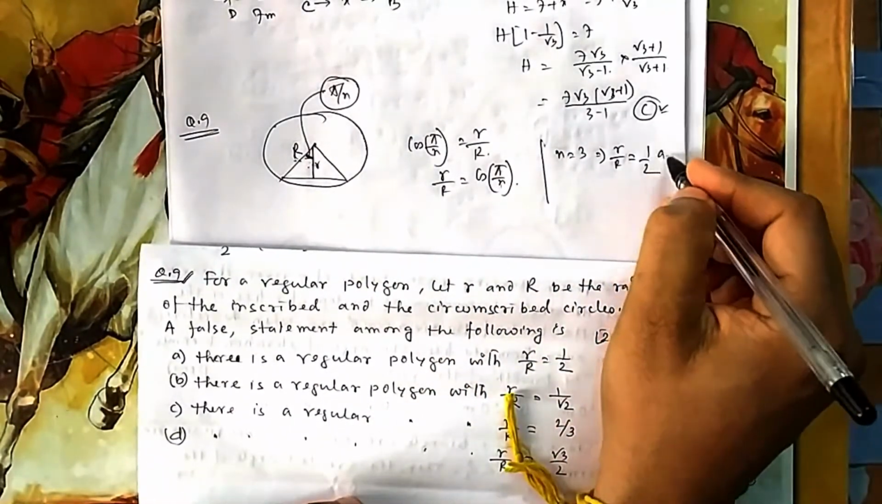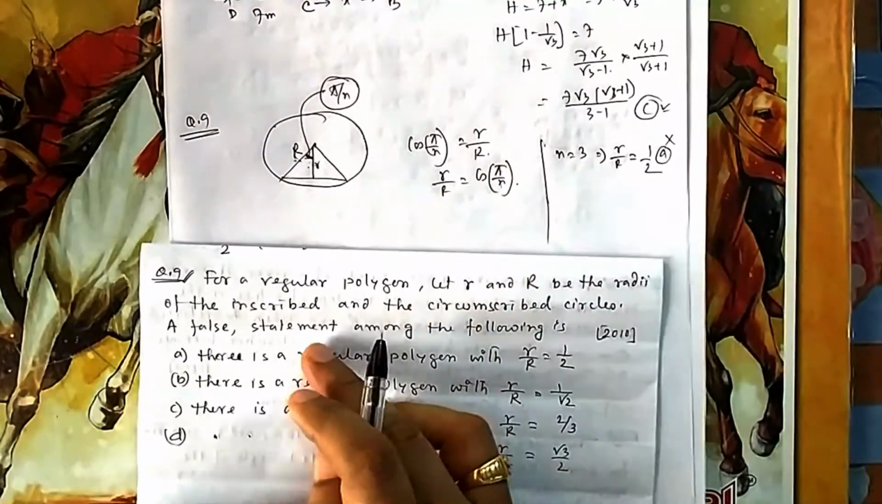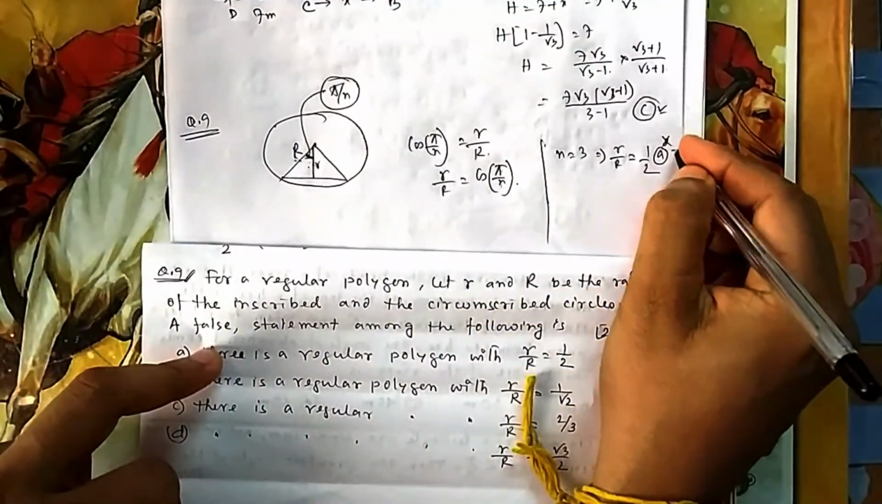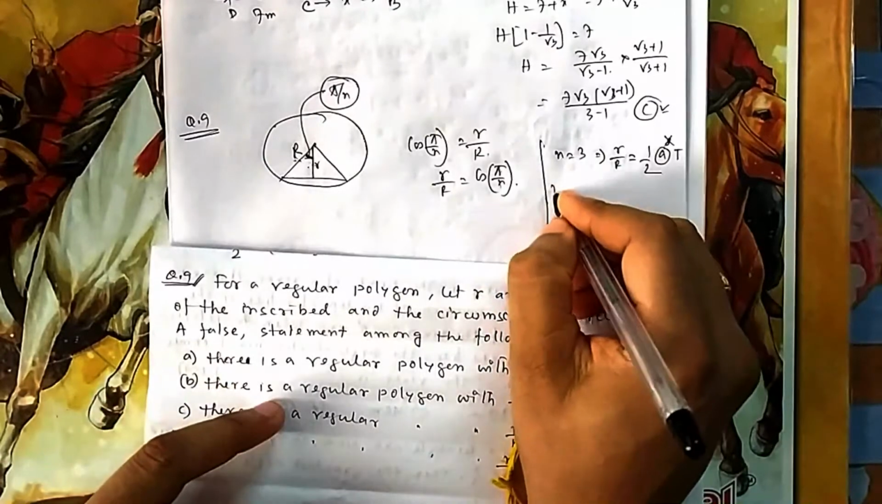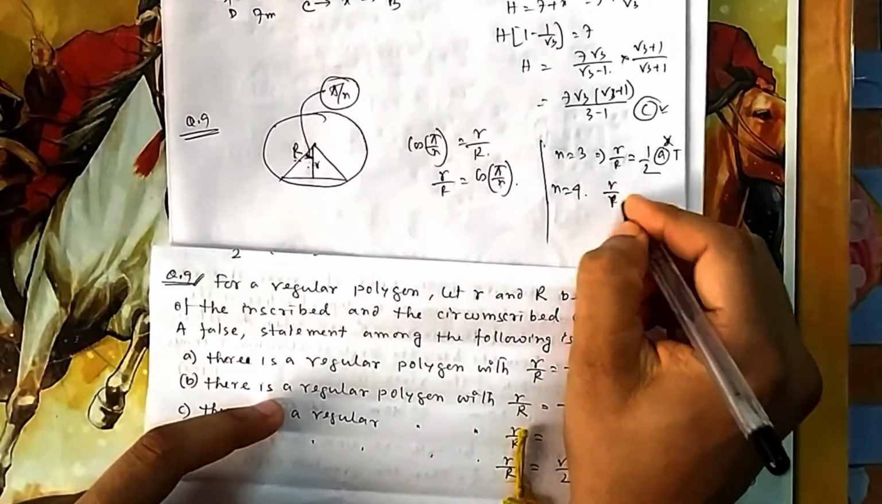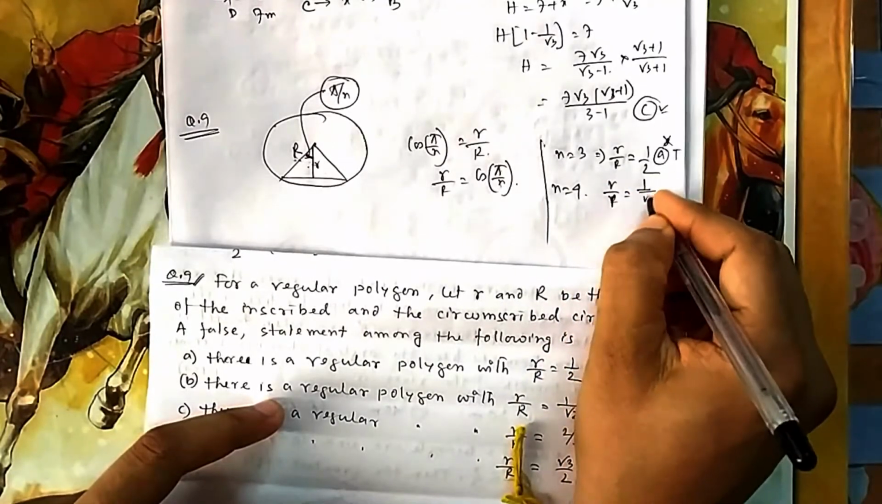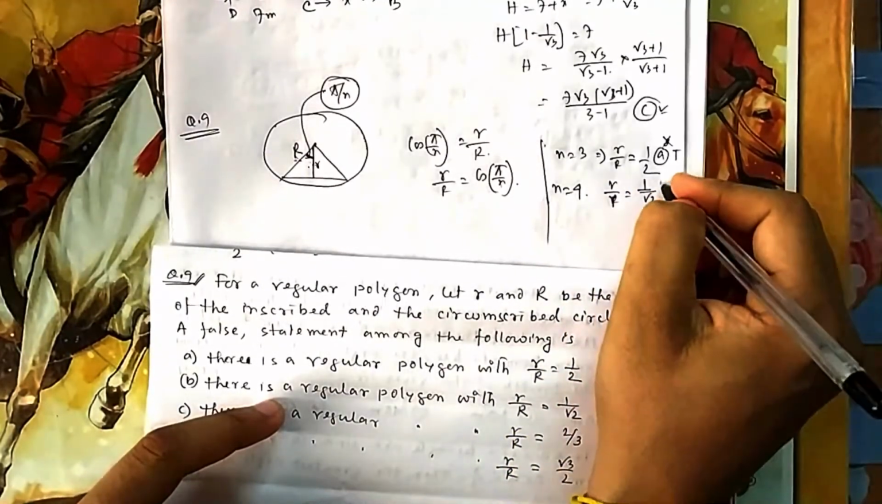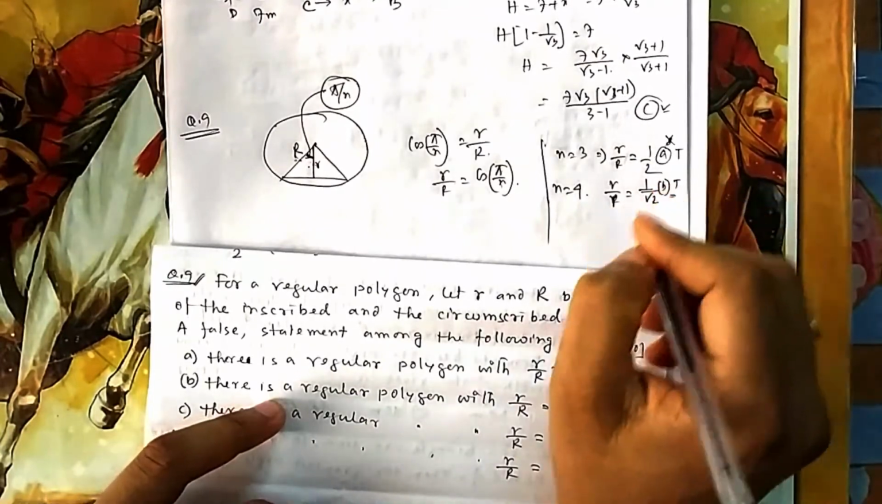That means A can be. So A will not be the answer, because they are asking which one is false. So A is true. I will not give it as the answer. N equal to 4, pi by 4 is 45, then it is 1 by root 2, that is in option B. So B is also true. True cannot be the answer again.